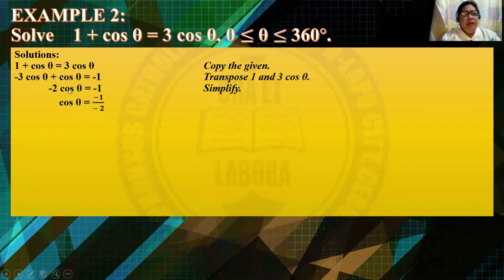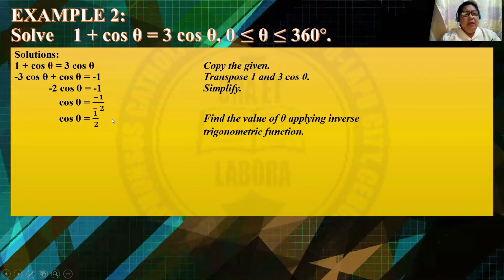And then divide by negative 2, divide also the other side by negative 2. We will have now negative 1 over negative 2. Then simplify, we can have positive 1/2. Then to find the value of theta, we are going to use the inverse trigonometric function. So this is now theta is equal to arccosine of 1/2, or we can write cosine to the negative 1 of 1/2.